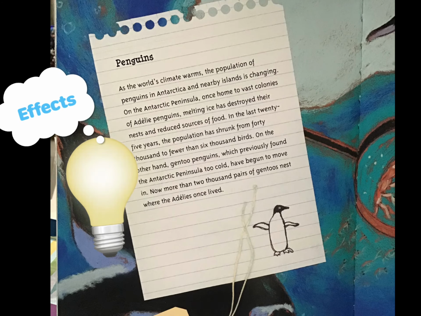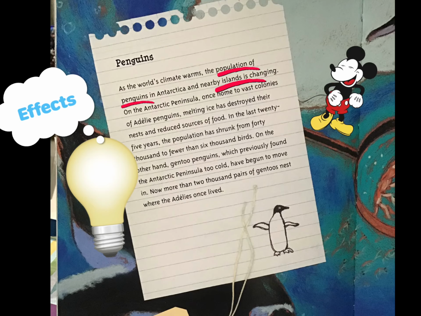Let's begin by looking for the most obvious effects that are signaled by a key word or phrase. I'm going to pause here for just a moment. Let's think about what signal words or phrases can be identified. Does everyone notice where it says the population of penguins in Antarctica and nearby islands is changing? This here is an example of a cause and effect signal because it notes something has changed due to warmer climates.